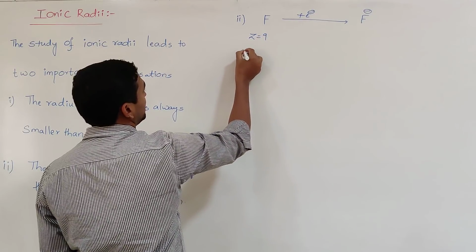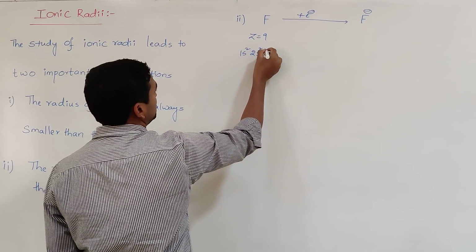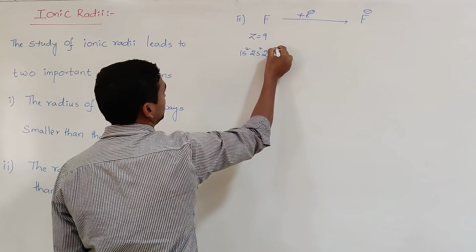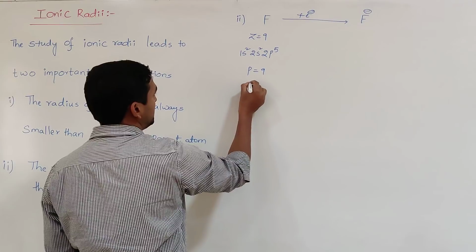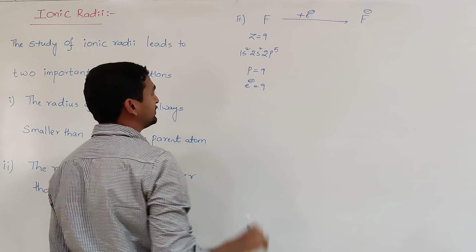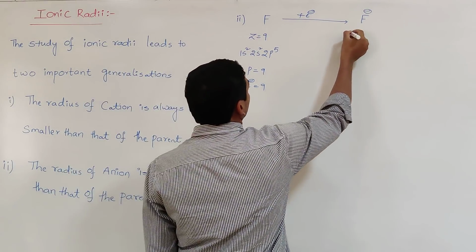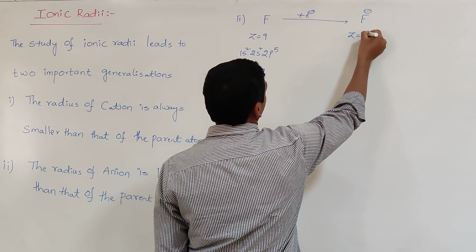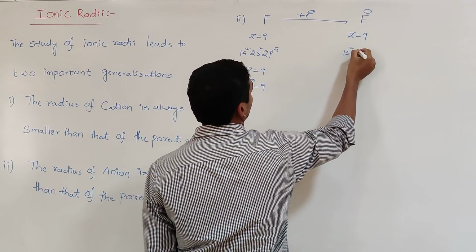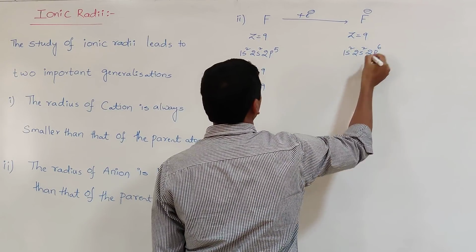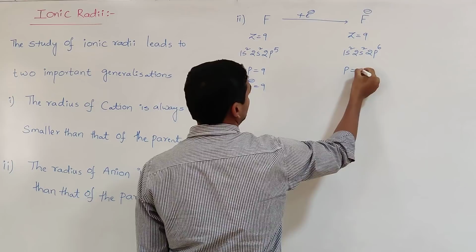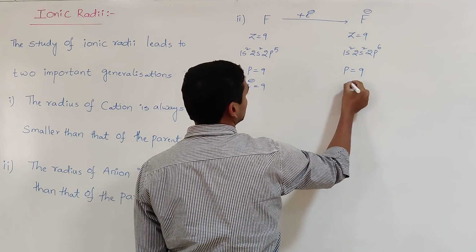The electronic configuration is 1s2, 2s2, 2p5. The number of protons is 9. The number of electrons is 9. Here, the atomic number remained the same. The configuration is 1s2, 2s2, 2p6. The number of protons remained the same, but the number of electrons becomes 10.